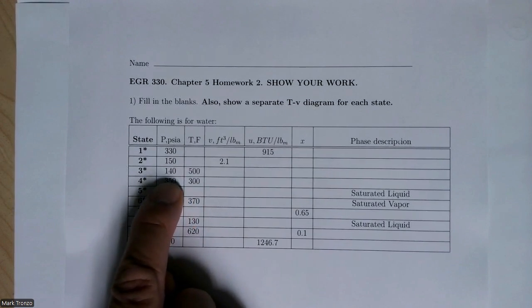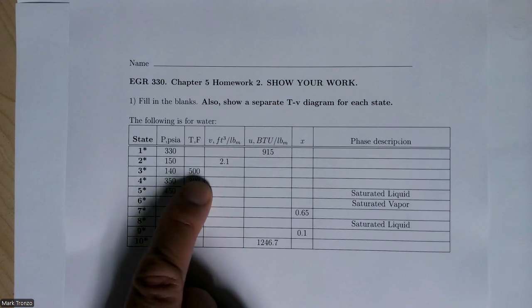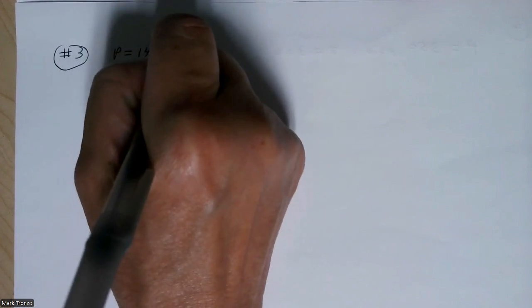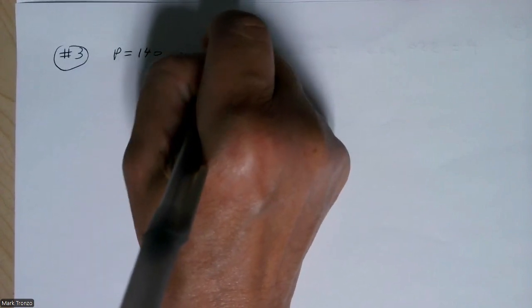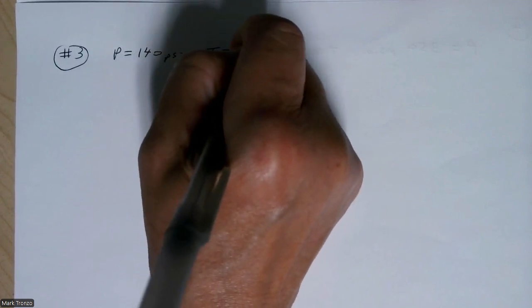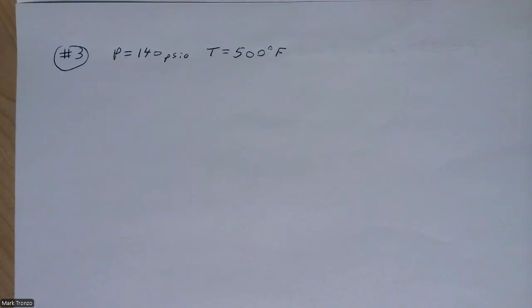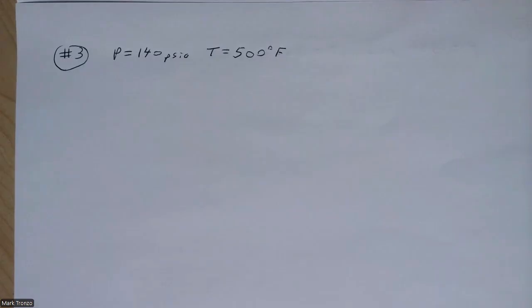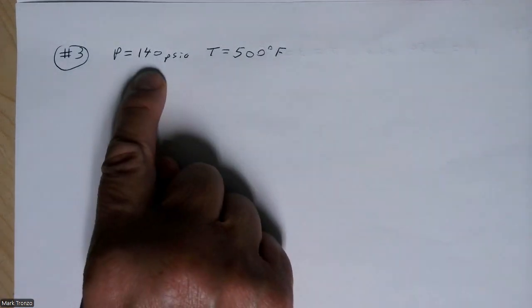We're given that it's 140 psi and 500 degrees Fahrenheit, and we have to find the properties. So that's number 3. The pressure is 140 psia, and the temperature is 500 degrees Fahrenheit. Now, there's a lot of ways you can do this. I usually start by looking at the saturated mixture table. We could either look up the pressure or the temperature. Let's look up the pressure. Again, I'm looking at the saturated steam water table, it's called in my book, and I'm going to look up 140 psia.